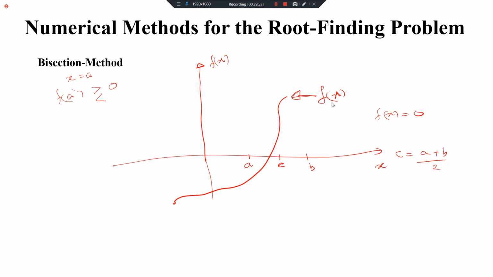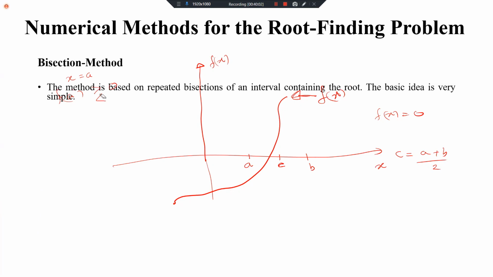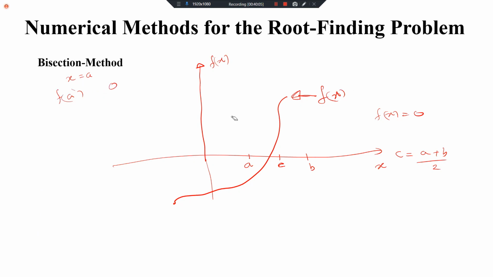Actually, the answer is... sorry. You said this is greater than, but actually it is less than. I am telling you this is less than. At x equal to a, your function is here. This is a minus value, no? This is 0, then here a plus value, this is a minus value. Okay, you can simply get that value.